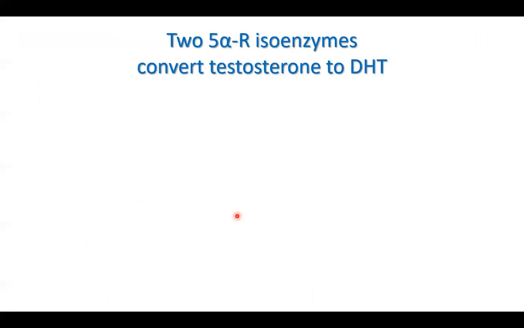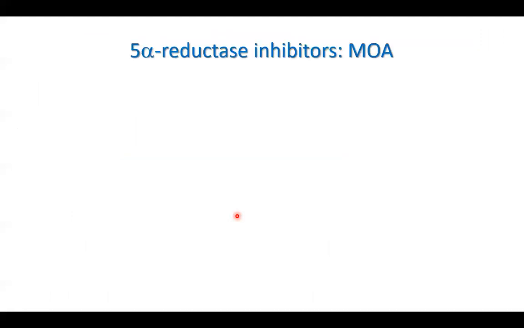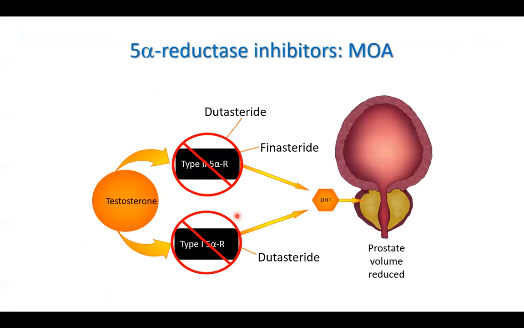So 5-alpha reductase isoenzymes convert testosterone to DHT. We have these two isoenzymes, type 1 and type 2, and there's a type 3 as well. Finasteride acts only on type 2, while dutasteride acts on both type 1 and type 2. So logic says dutasteride should be more efficacious and potent, right? Does that make sense? Because it's affecting both isoenzymes. Again, different studies say different things.